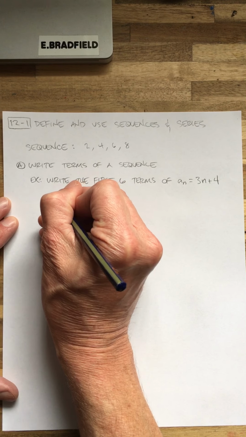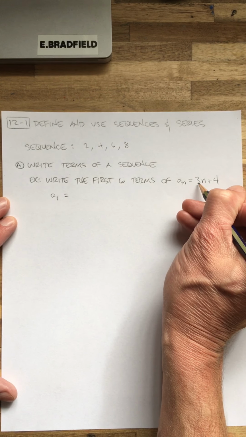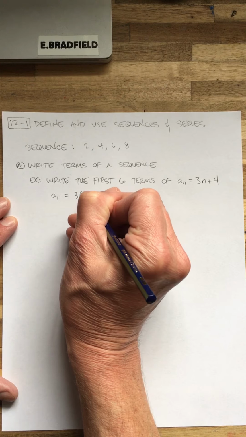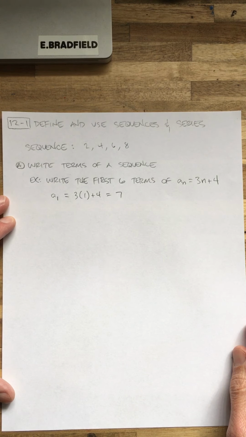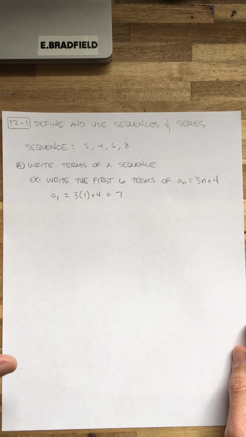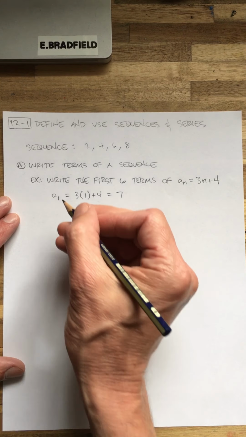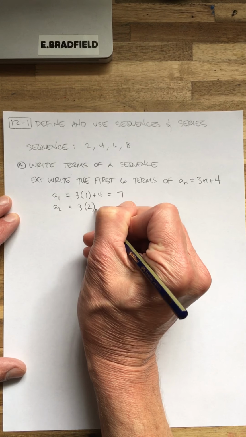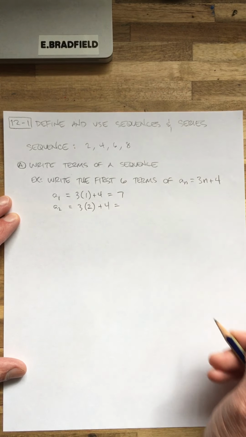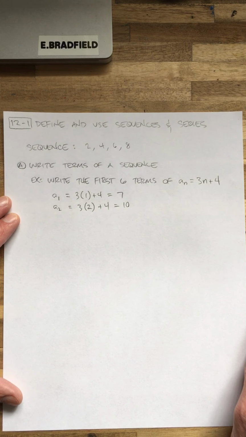So watch this. If I do a sub 1, okay, well that's the first term, and it equals 3 times 1 plus 4. So 3 times 1 plus 4, okay, and that's 3 plus 4 is 7. So a sub 1, in other words, the first term is 7, okay? I'll do one more. A sub 2 equals 3 times, you guessed it, 2 plus 4, okay? And that's going to be 6 plus 4 is 10, okay? So that's how those work, okay?